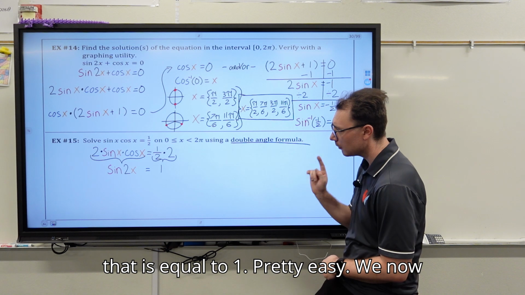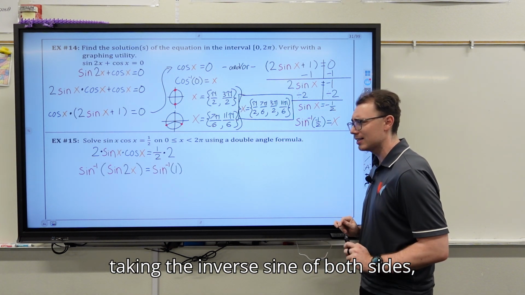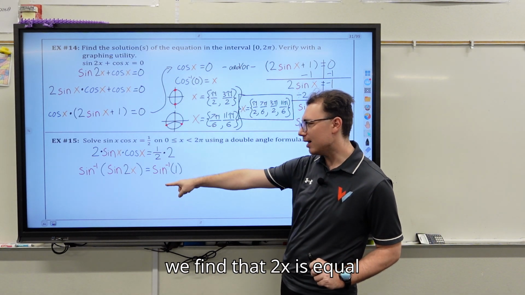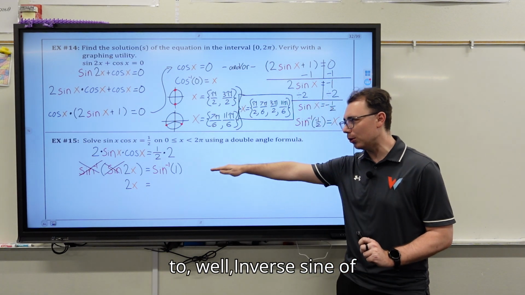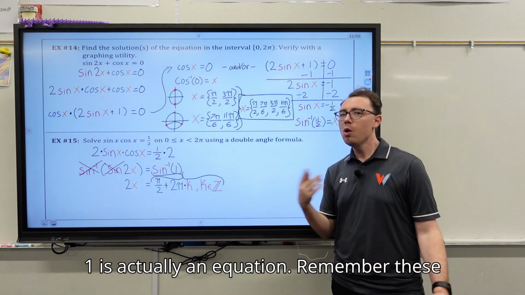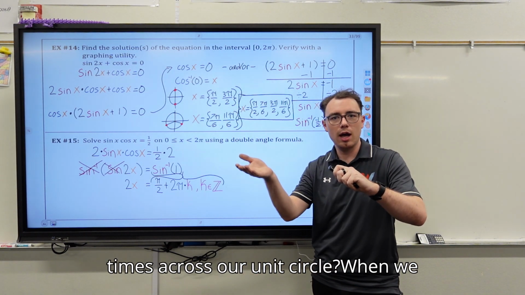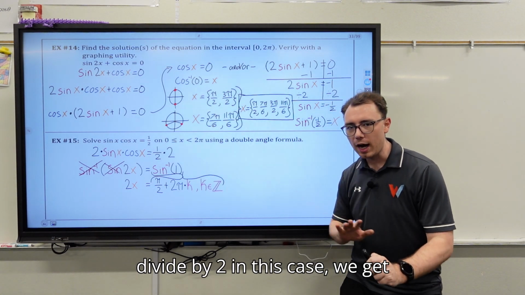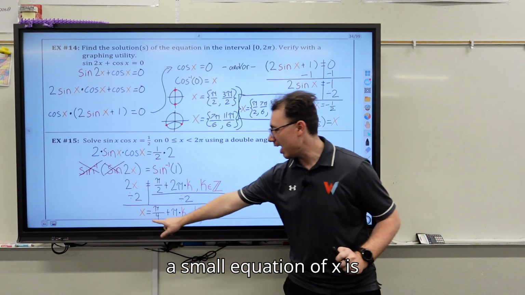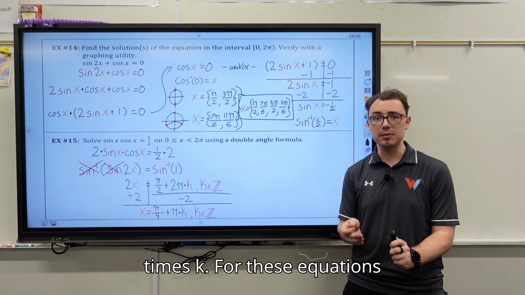Pretty easy. We now want to solve for x by taking the inverse sine of both sides. But notice this little problem. When we find that 2x is equal to inverse sine of 1, that is actually an equation. Remember these equations where the solutions occur multiple times across our unit circle? When we divide by 2 in this case, we get a small equation of x is equal to pi over 4 plus pi times k.